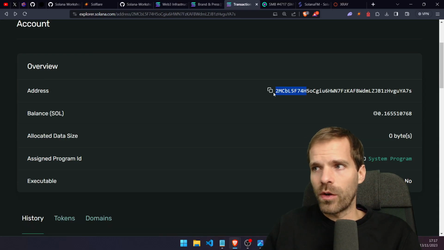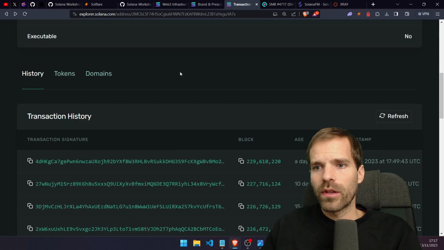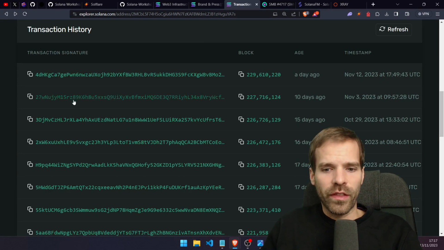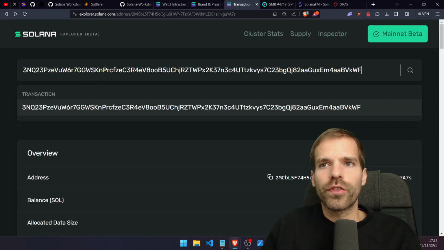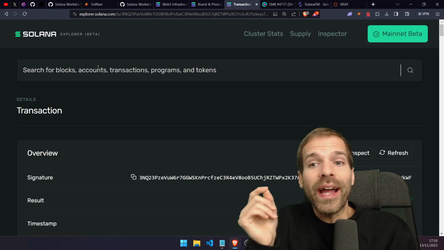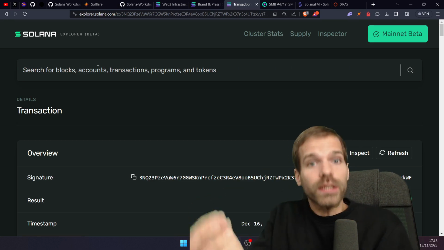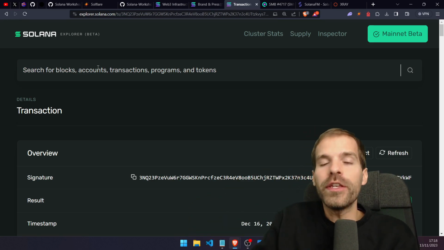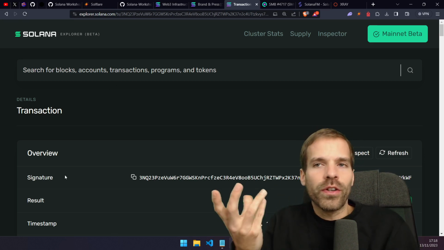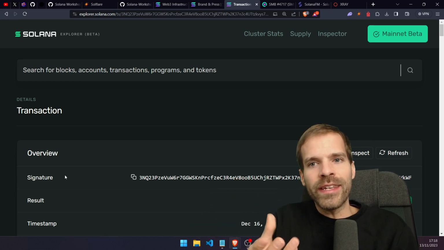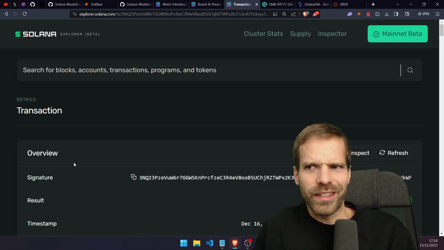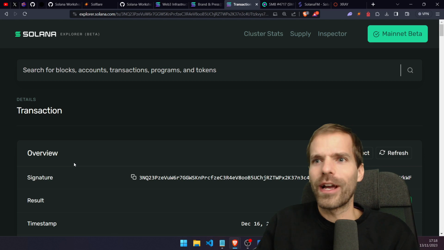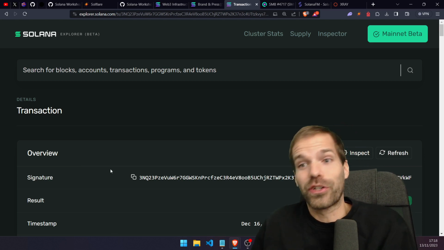Okay, so we heard about accounts, we heard about programs, and we heard about transactions. This, by the way, is a bunch of transaction signatures. So again, we can also search for transaction signatures. That, by the way, is the actual signature of the fee payer of this transaction. You can also refer to it as the transaction ID, but really it's the signature of the first signer. That's also something that I only learned after a long time in Solana development.